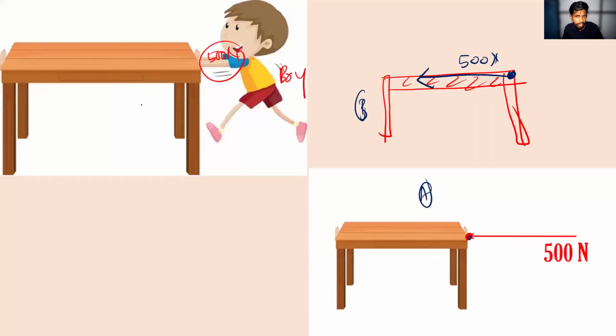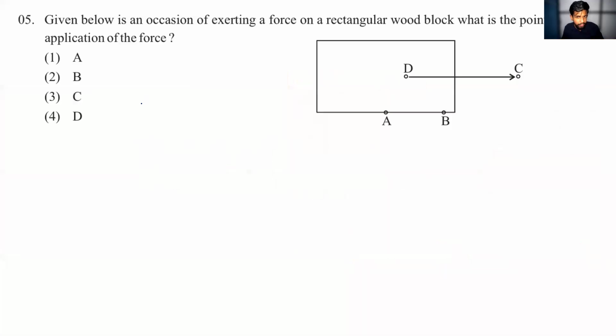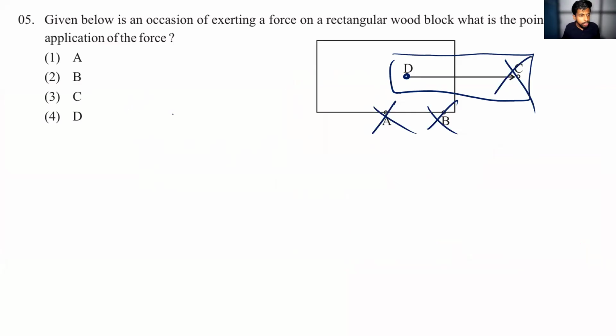So I hope you got the idea, right? What is the point of application? It is the point where we are applying the force. According to this picture, this is a force, so this is the point where we are applying the force, right? Not A, not B, not C. So D is the answer. Did you get that idea? Where does the arrow mark start? That is the point of application. How to mark the force here?